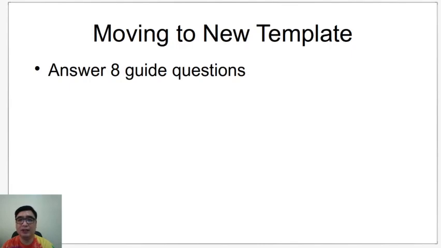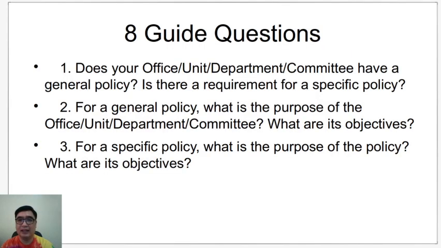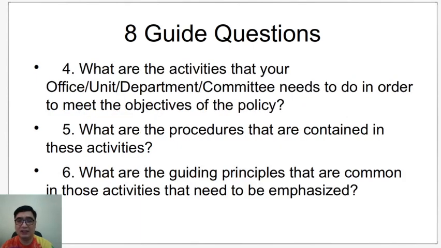So in moving to the new template, you will need to answer 8 guide questions, and I've tackled this in another video. So the 8 guide questions are as follows. Does your office, unit, department, committee have a general policy? Is there a requirement for a specific policy? For a general policy, what is the purpose of the office, unit, department, or committee? What are its objectives? For a specific policy, what is the purpose of the policy? What are its objectives? What are the activities that your office, unit, department, committee needs to do in order to meet the objectives of the policy?